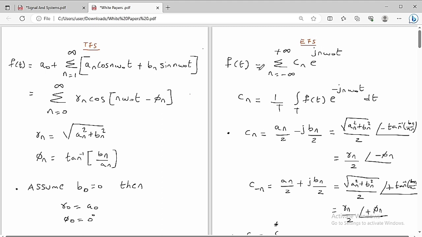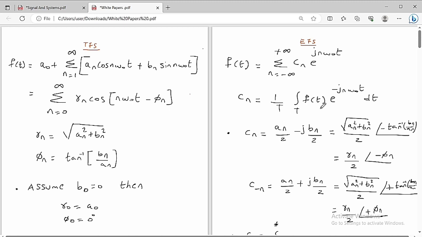Here the periodic signal can be written as f(t) = sigma n = minus infinity to plus infinity of Cn e to the power of j n omega naught t. Then what is the exponential Fourier series coefficient? Cn is equal to 1 by T times the integral over T of f(t) e to the power of minus j n omega naught t dt. Here omega naught is equal to 2 pi by T in both the cases.